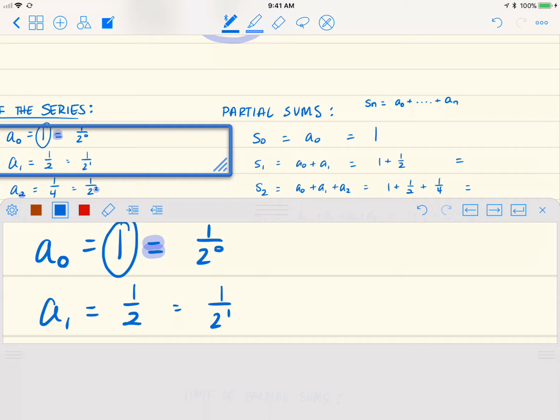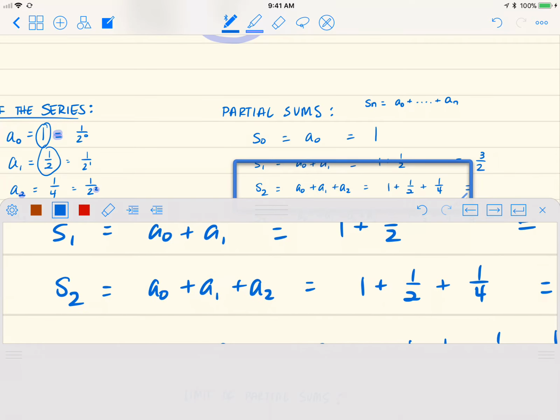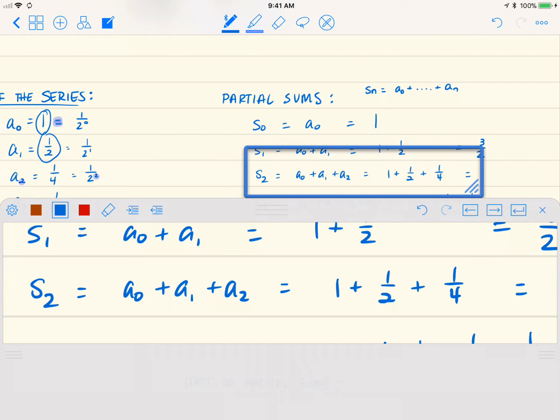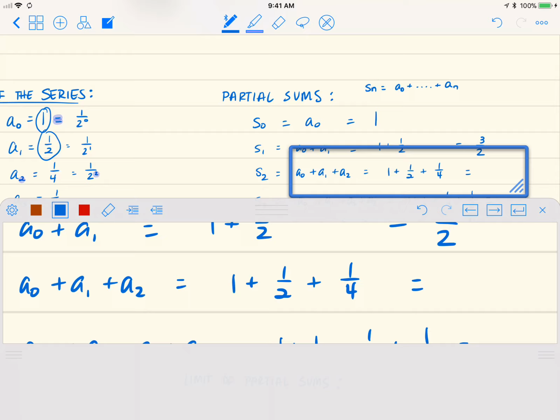I'm just adding 1 plus 1/2, and that's going to give me 3 over 2. What about our third partial sum? We'll have S2 is a naught plus a1 plus a2. So I get 1 plus 1/2 plus 1/4, and that's going to be 7 over 4.